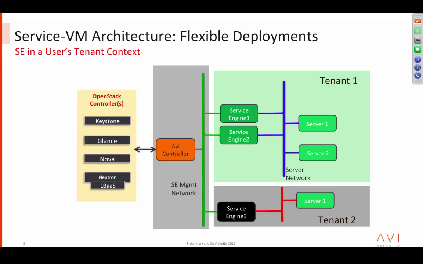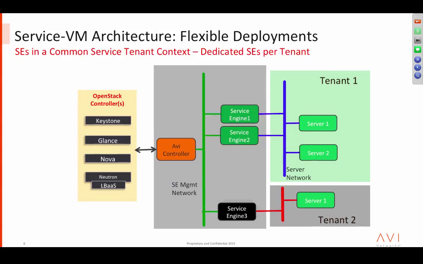You can have service engines in the user's tenant context. As an example here, you have tenant 1 with 2 backend servers and tenant 2 with 1 backend server. When a user of tenant 1 creates a load balancer, the Avi controller automatically creates these service engines. These are again virtual machines created in tenant 1's context, plugged into the right networks, and they will attract the traffic on the blue network and load balance it to the servers.